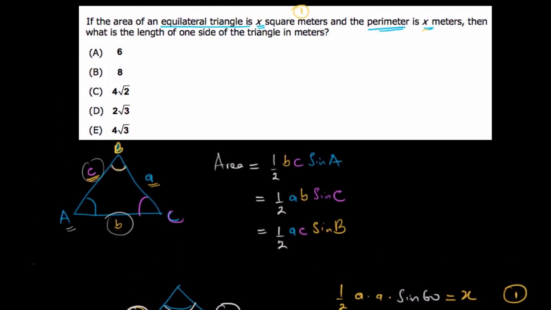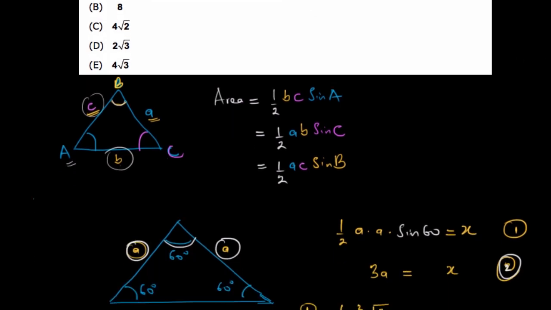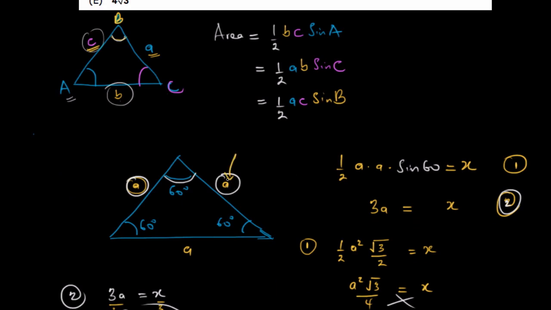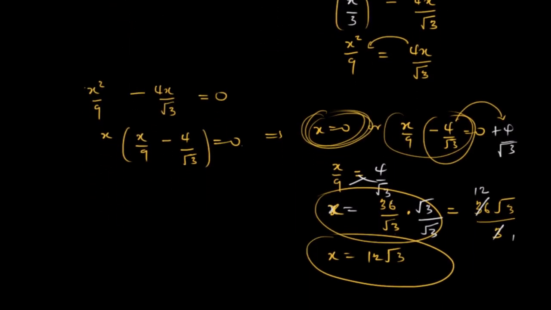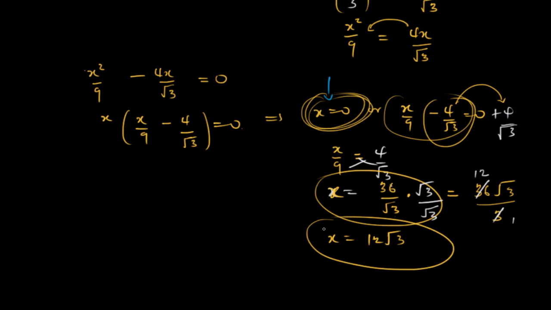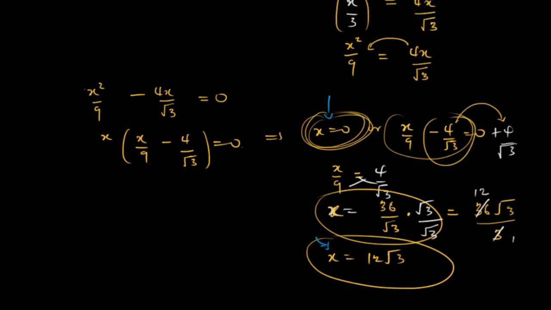But what the question says is, what is the length of one side of a triangle? So the length of a side of the triangle, since we're told that the length is a, the length of each side of the triangle is a. And then using this equation here, you have 3a equals x, and then from below we had either x equals 0 or x equals 12 root 3. That was what we obtained here: x equals 0 and then x equals 12 root 3.